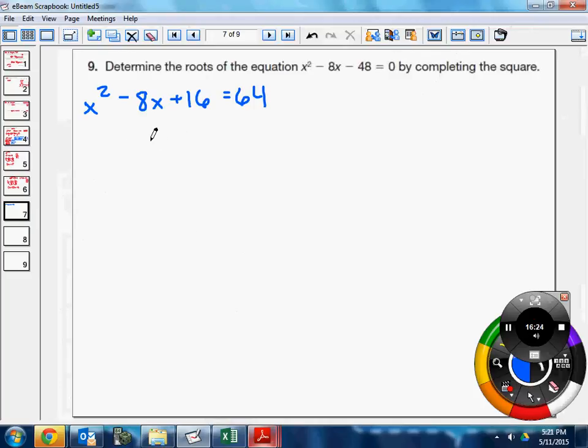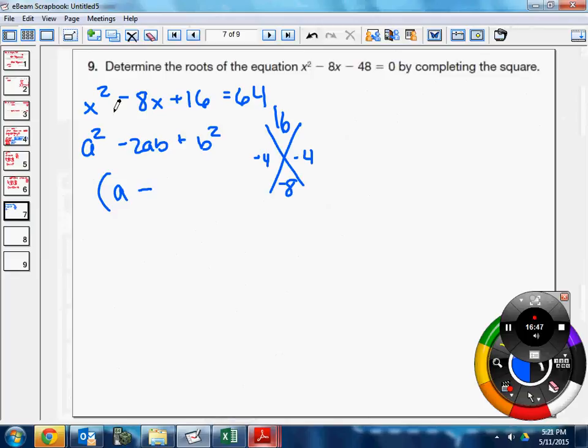There's two different ways to do this. You can either use your x and set it up 16 and negative 8, so you're going to get negative 4 and negative 4. Or you can realize that, hey, this is a perfect square trinomial where we had a squared minus 2ab plus b squared, and think, okay, well, this should just be a minus b squared. Well, a is x, b is going to be 4, so x minus 4 squared. And we're going to set this equal to 64.